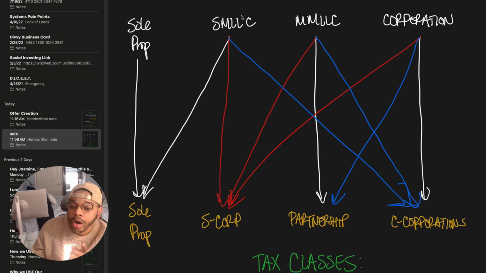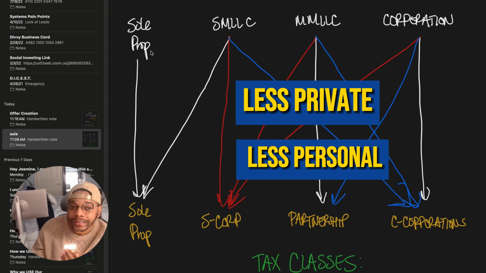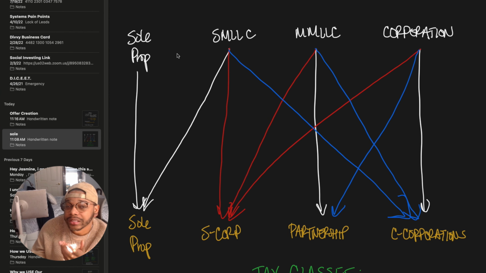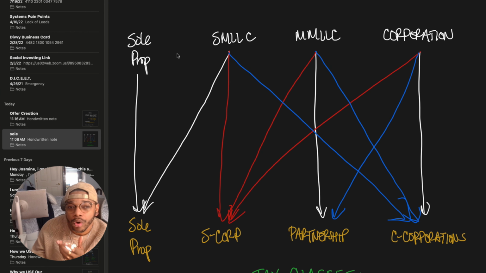Now, if you are applying in your own state, then the key thing here is that you want to be less private and less personal, and you don't want to be a sole prop if you want to be less private, okay? Because this is just an individual. That's all a sole prop is, just an individual, right? It's an entity, but it's really not worth it, right?